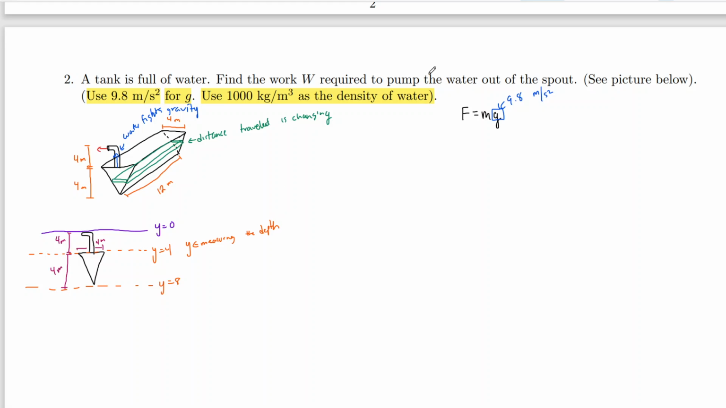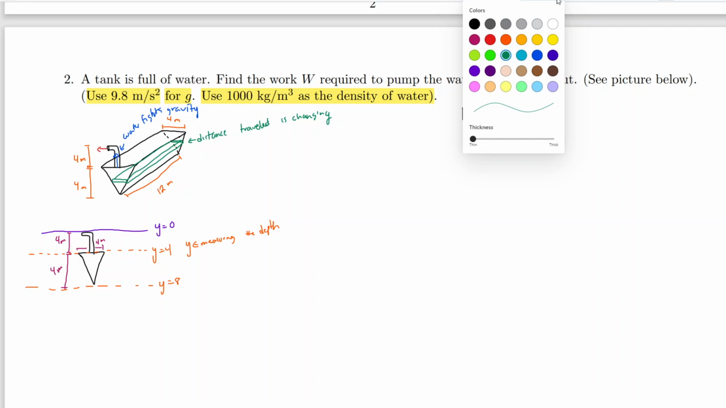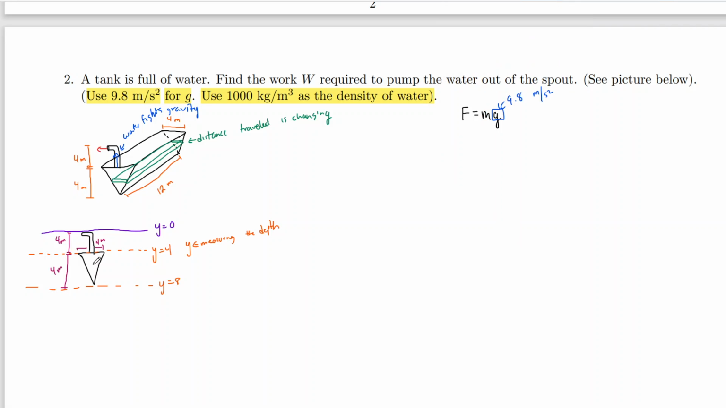Right, so we'll keep that in mind. Now, what is the distance each slice has to travel? So I'm going to take the same little rectangle and draw it on here. And the distance it has to travel, well, that's from 0 to its depth of y. So it has to go from y to 0. Well, that's just y.